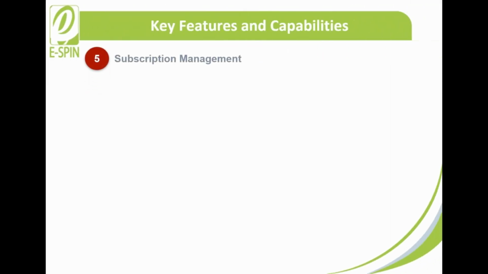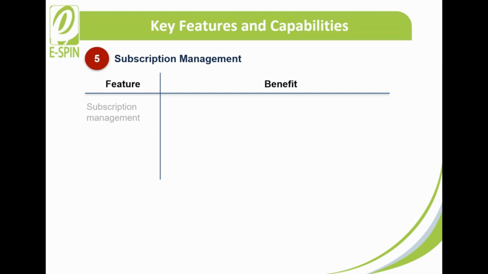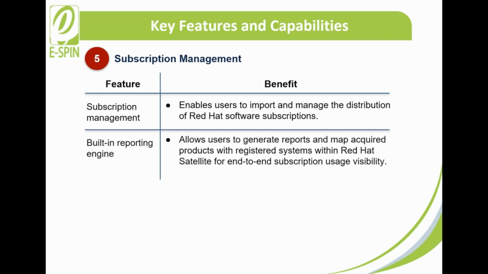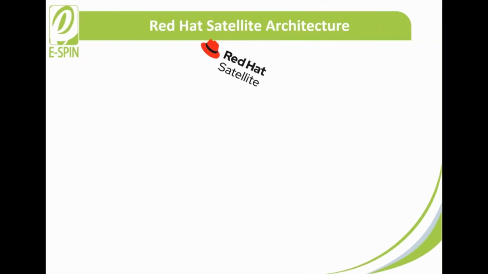5. Subscription management. Subscription management enables users to import and manage the distribution of Red Hat software subscriptions. A built-in reporting engine allows users to generate reports and map acquired products with registered systems within Red Hat Satellite for end-to-end subscription usage visibility. The key stages in Red Hat Satellite architecture are: 1.